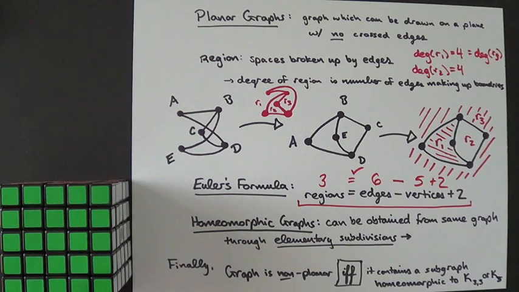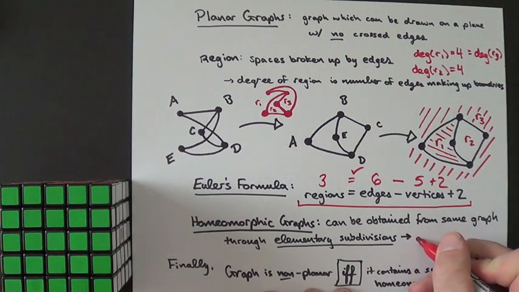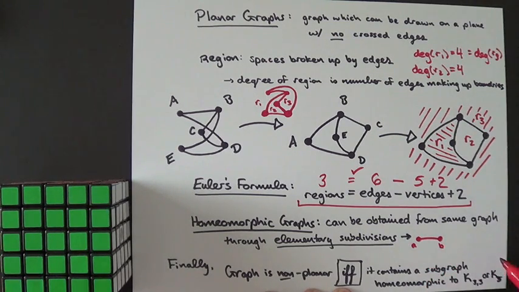Okay. Last big definition we've got is homeomorphic graphs. Two graphs that can be obtained from the same graph through elementary subdivisions are considered homeomorphic. An elementary subdivision is nothing more than taking two vertices with an edge in between and making them two edges with an added vertex in between them. Okay, so that's an elementary subdivision. We're dividing this edge into two separate edges.